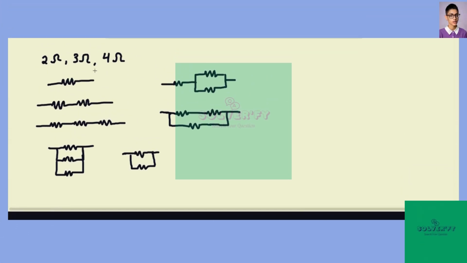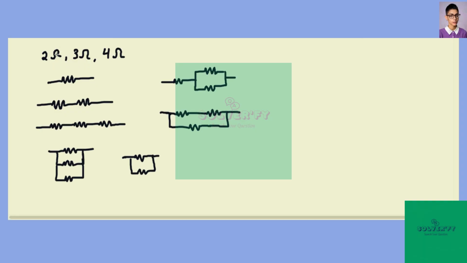So we're given three resistors, each with a different value. We have a 2 ohm resistor, a 3 ohm resistor, and a 4 ohm resistor. And we want to create a table of the resistances in order of increasing resistance.